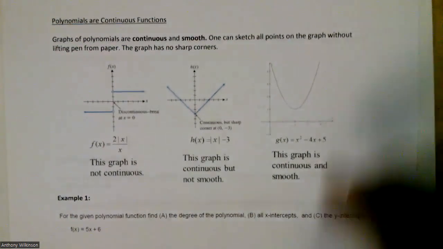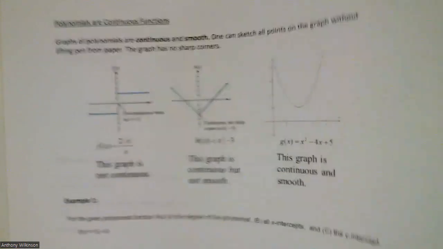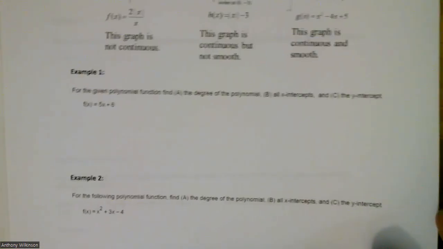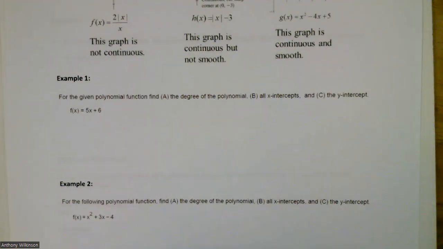All right, now let's start with some examples of some polynomial functions here and answer questions about those. Like this one. For the given polynomial function, find the degree of the polynomial, all your x-intercepts, and the y-intercept. In this case, you've got f of x is equal to 5x plus 6.